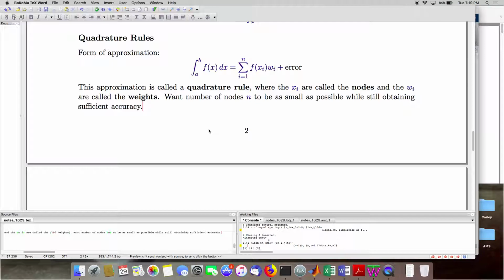So what I'm going to do is focus on a particular type of quadrature rule, and really that'll be for the whole chapter, that leads to the most widely used methods. So to get some guidance on how to choose the nodes and weights.